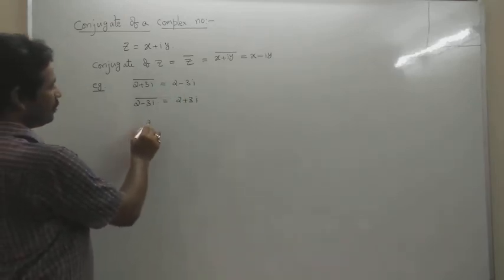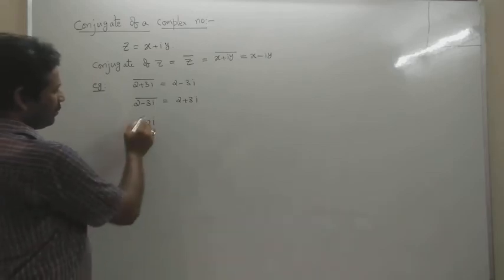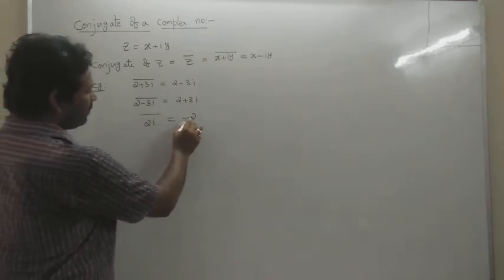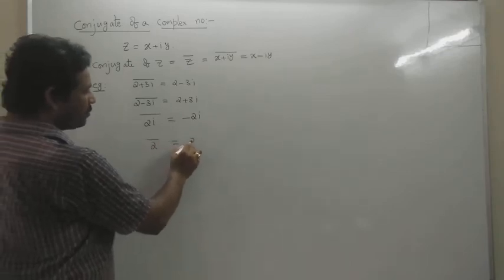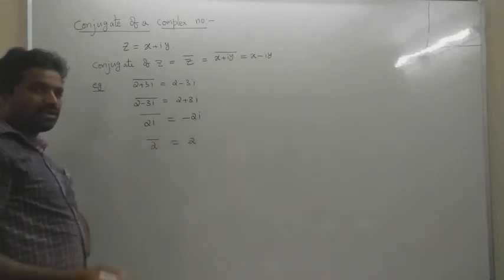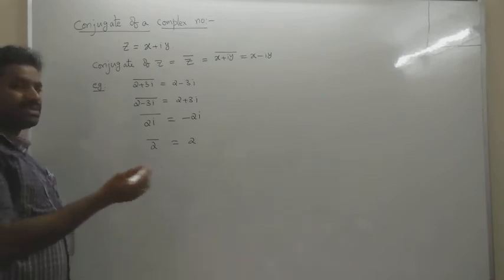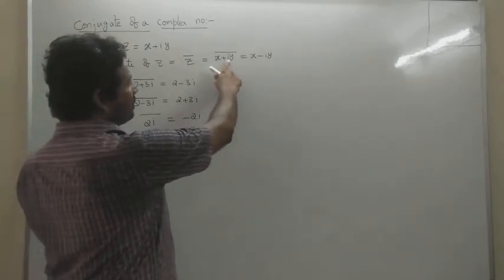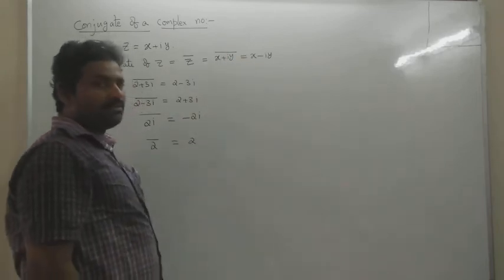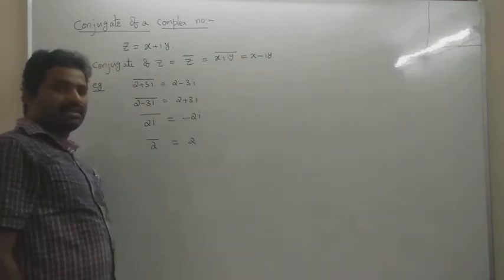Suppose only 2i is there. What is the conjugate of 2i? Minus 2i. What is the conjugate of 2? That equals 2 only. The conjugate of 2 is 2 only, as there is no imaginary part. That means in x plus iy, plus i is replaced by minus i. That is the only difference.